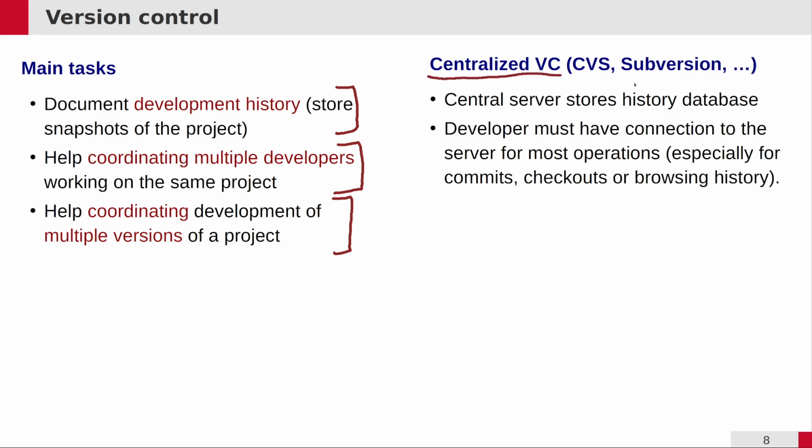The so-called centralized version control system, where Subversion is a prominent and still used software, basically needs a central infrastructure, a central server where you store all the history, and the developers have to access the central server in order to browse the history.